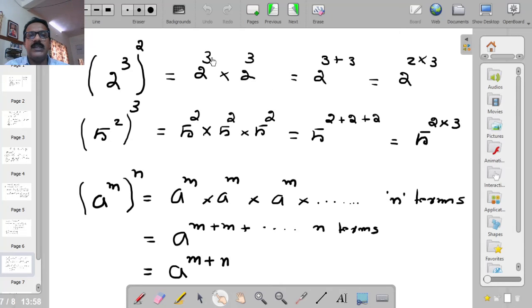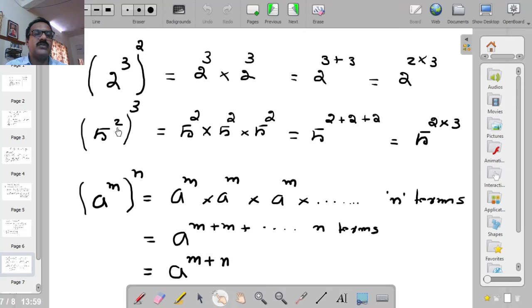A raised to m into a raised to n. Here m is equal to 3, n is also equal to 3, and a is 2. A raised to m plus n, we get 2 raised to 3 plus 3. That is equal to 2 to the power 2 into 3. So 2 raised to 3, the whole raised to 2 is equal to 2 raised to 2 into 3. These two exponents are multiplied together.